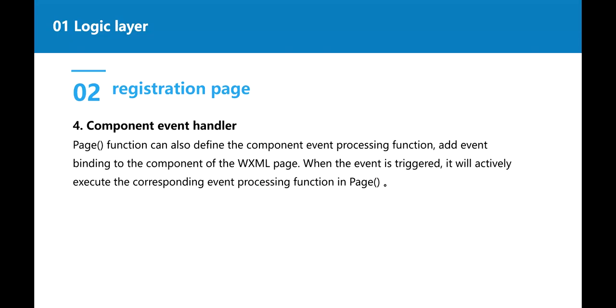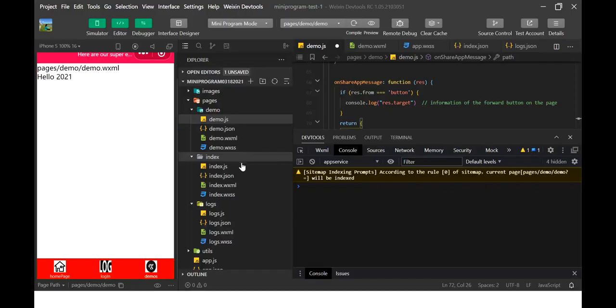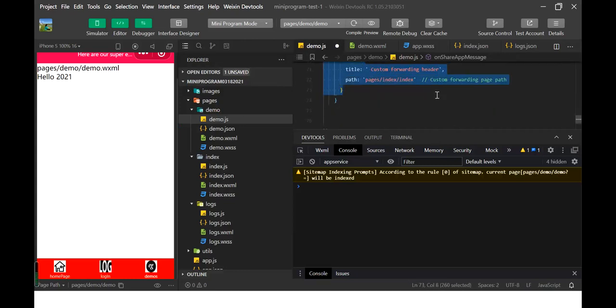Yeah, okay, we are trying this one. You see, for example, tap is our click event. We can use this bindtap property to bind on the component. We can take an example of the button tap. Button. We'll bind a click event to it. For example, here. Okay. We'll bind an event to this.